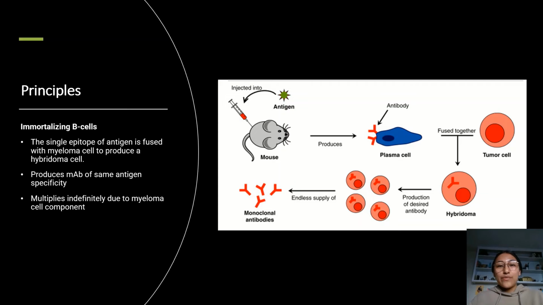The most common process for producing MABs is immortalizing B cells. A subject is injected with an antigen carrying the desired epitope, and in response, the antibodies are produced. B cells that produce those antibodies are removed and fused with an immortal cell to produce hybridoma cells, and those hybridoma cells produce an endless supply of MABs.